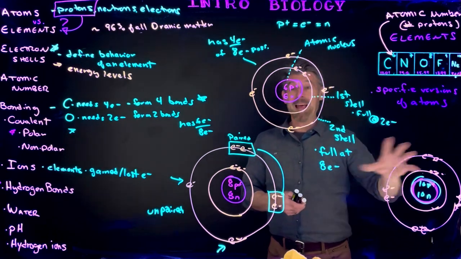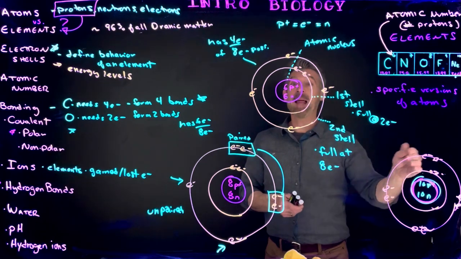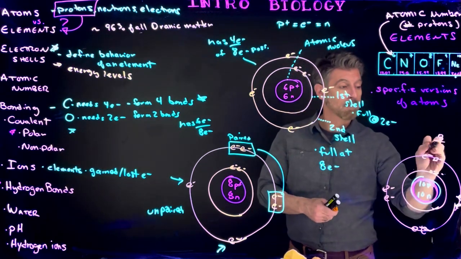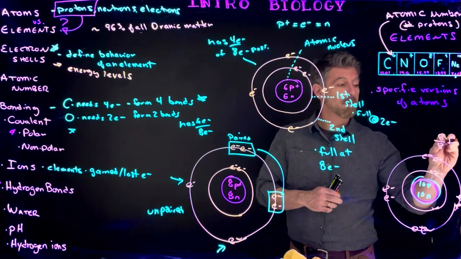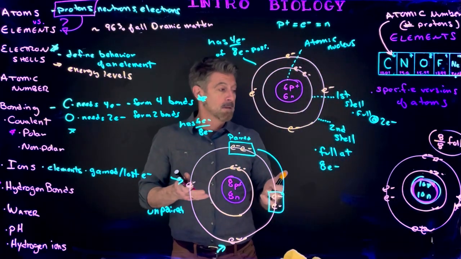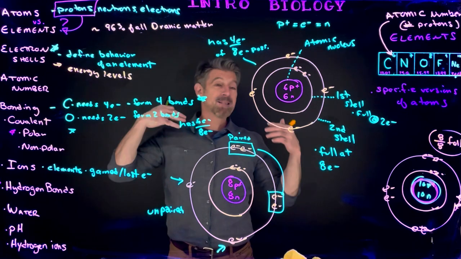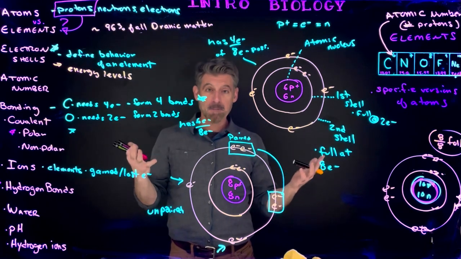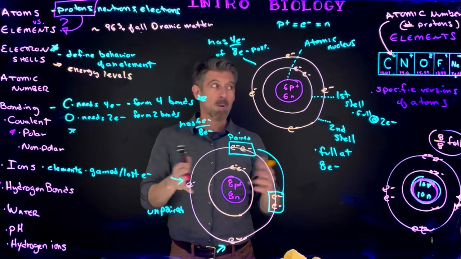So how many does it have in that outer shell? 8. 8 out of 8. That means it's full. That means how many does it need? None. So how does it behave? How does it interact with other atoms? It doesn't. There's no interaction.